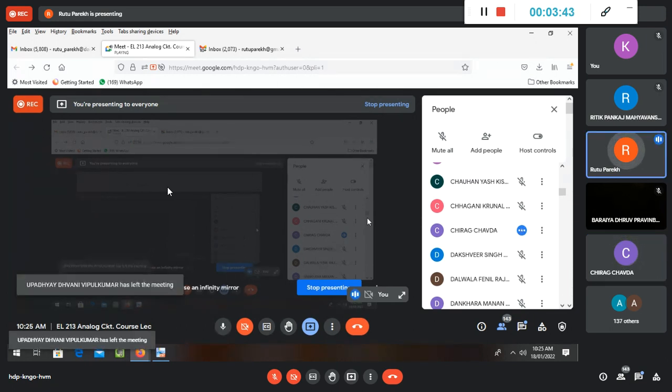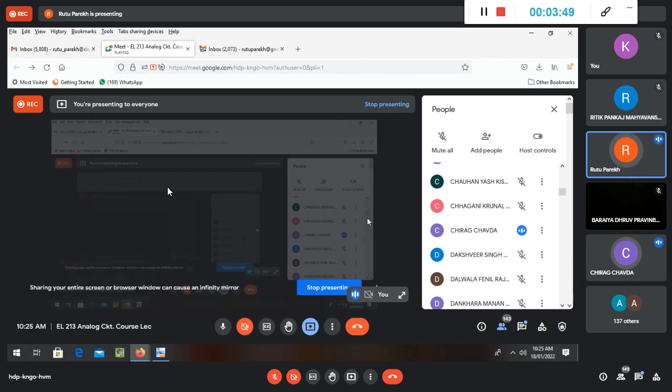But as far as circuits are concerned, where are these analog circuits used? Any idea? These are circuits, right? Analog circuits are used in many things, like in IoT, transferring data, and then demodulating and modulating things, like communication systems, anywhere. Okay, good, Chirag. Would anybody like to add to what Chirag said?